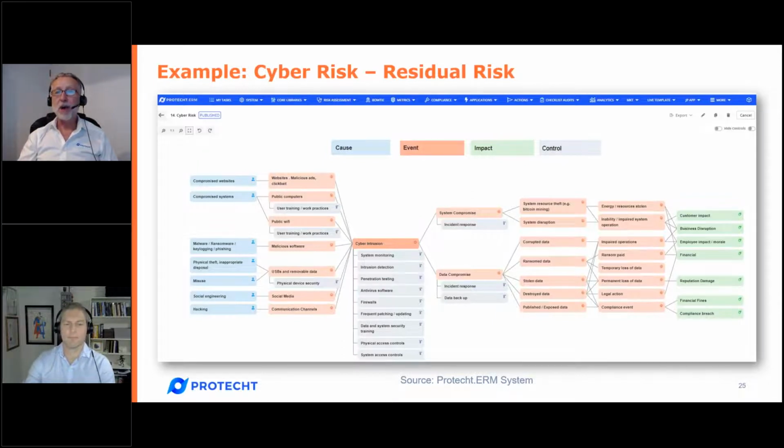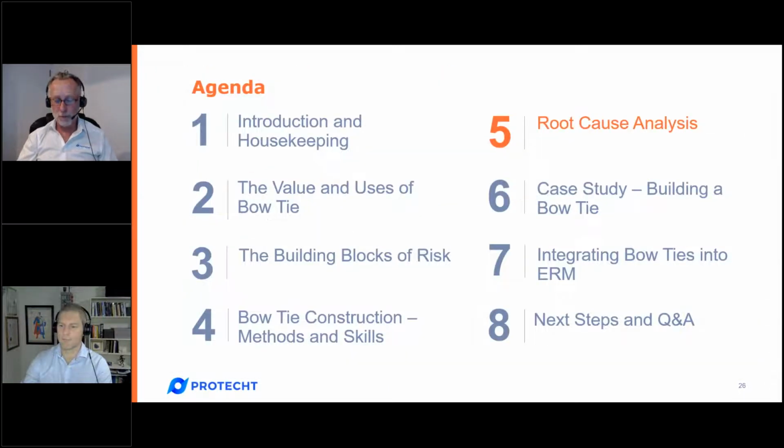Now, before I hand over to Michael to go through a practical illustration of this, I just wanted to highlight one of the key benefits of bow tie analysis, and that is root cause analysis. Now, with root cause analysis, we tend to use it for the analysis of incidents that have happened. So incidents that have happened. Now, root cause analysis, we need to be clear on what we mean.